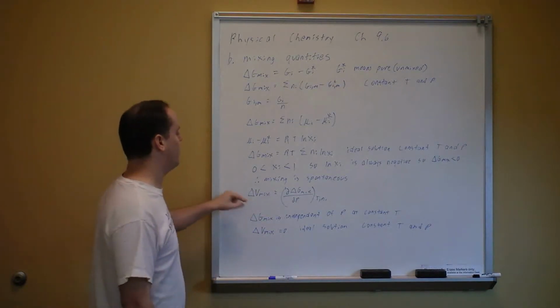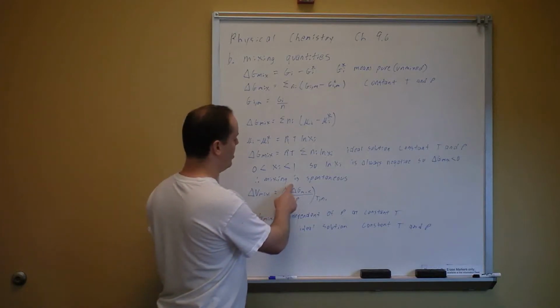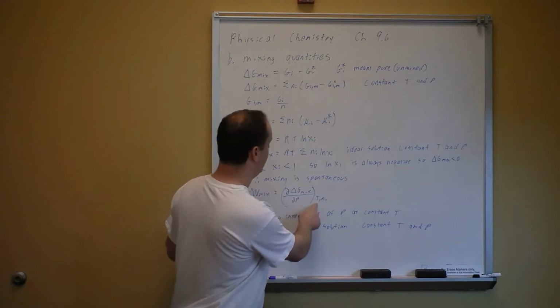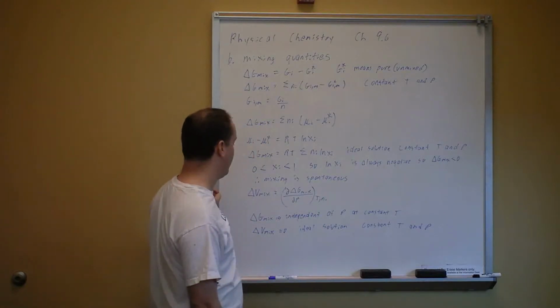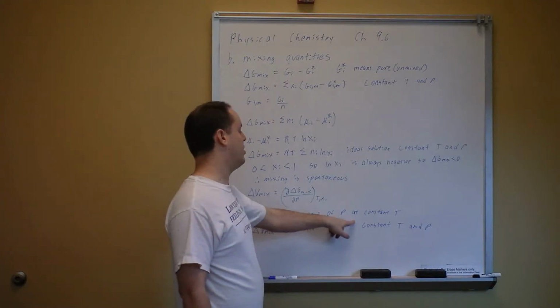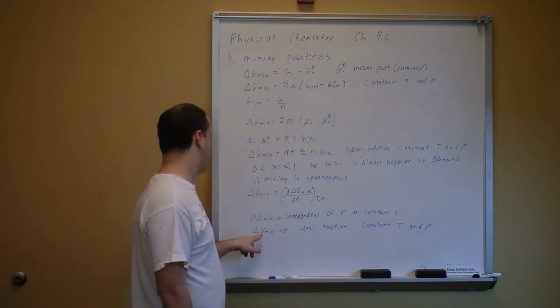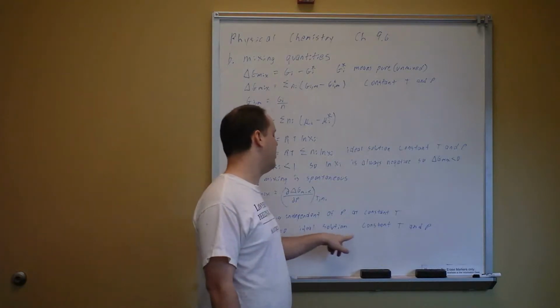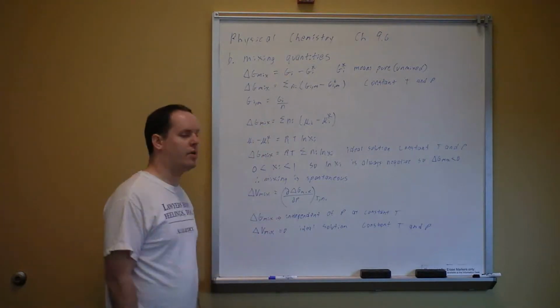Now, for the change in volume from mixing, we have the derivative of the change in Gibbs free energy of mixing with respect to pressure, holding temperature and the number of moles constant. Now, delta G mixing is independent of pressure at constant temperature. So what we got is the change in volume of mixing is equal to 0, and that's assuming an ideal solution and we're at constant temperature and pressure.